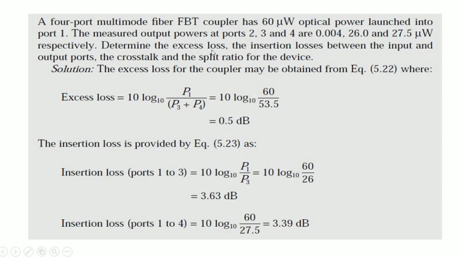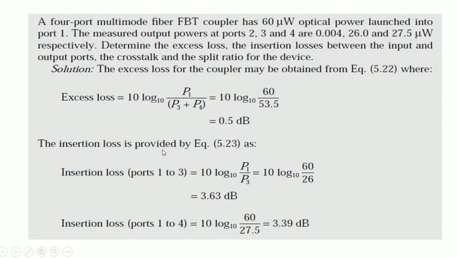What you need to calculate is excess loss and insertion losses. As I told, insertion loss means port to port you need to consider. We'll go with the formula, and then the crosstalk and split ratio. We'll start with the first one. Excess loss is equal to 10 log base 10 of the ratio of input divided by output. So 10 log base 10, input power is 60, output will be 26 plus 27.5, which is 53.5. So excess loss we are getting is 0.5 dB.